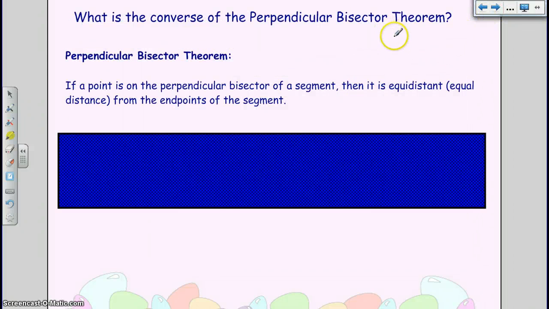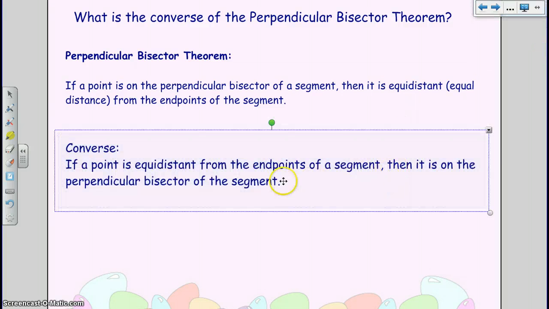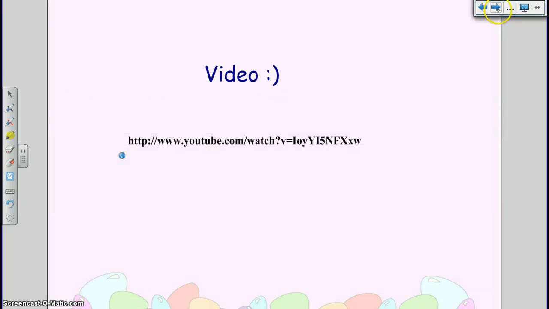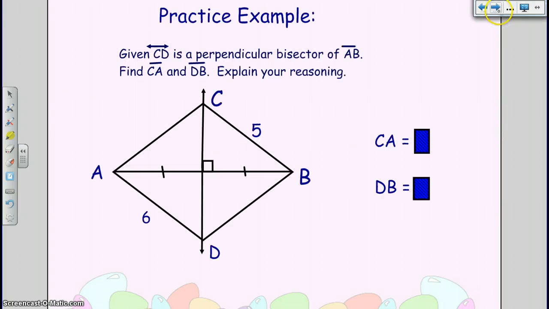The converse of the perpendicular bisector theorem: if a point is on the perpendicular bisector of a segment, then it is equidistant from the endpoints of the segment. That's the original. This is the converse: if a point is equidistant from the endpoints of a segment, then it is on the perpendicular bisector of the segment. We don't have time for that.